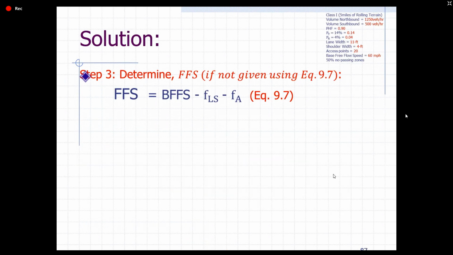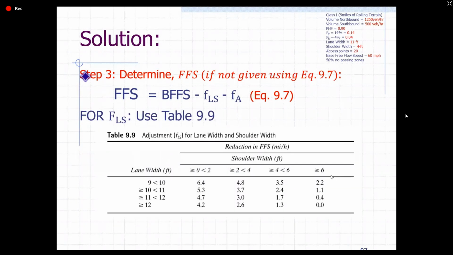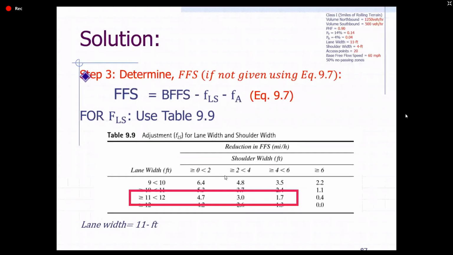For your FLS, ito lang siya using your table 9.9. I think iisa lang ata yung 9.9 at 10. Hindi na ito nagbabago. So, lane width is 11 feet. So, tignan mo lang yung may equals to 11. Then, your shoulder width is 4 feet. That is equals to 4. So, most likely, I'm sorry, that is 1.7.